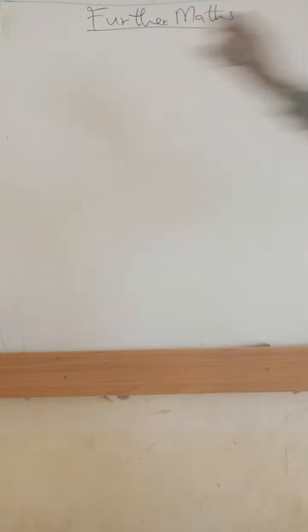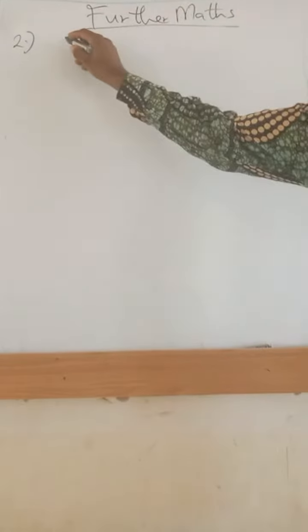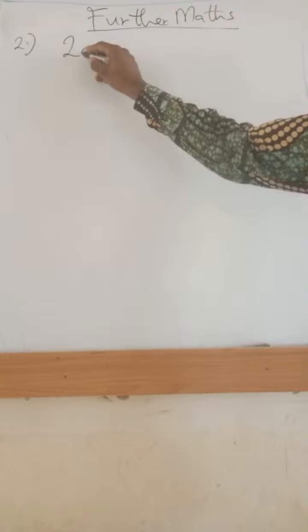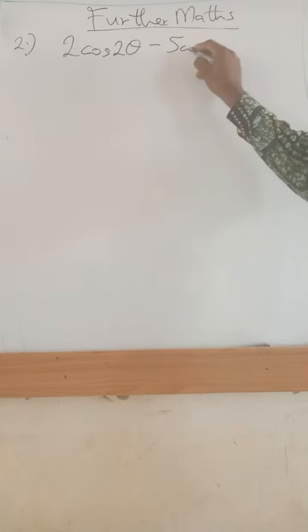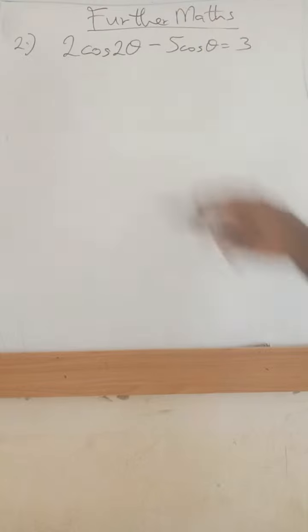Now number 2. Number 2 says solve the equation. Solve this equation. 2 cos 2 theta minus 5 cos theta is equals 3. Let's solve the equation. 2 cos 2 theta.